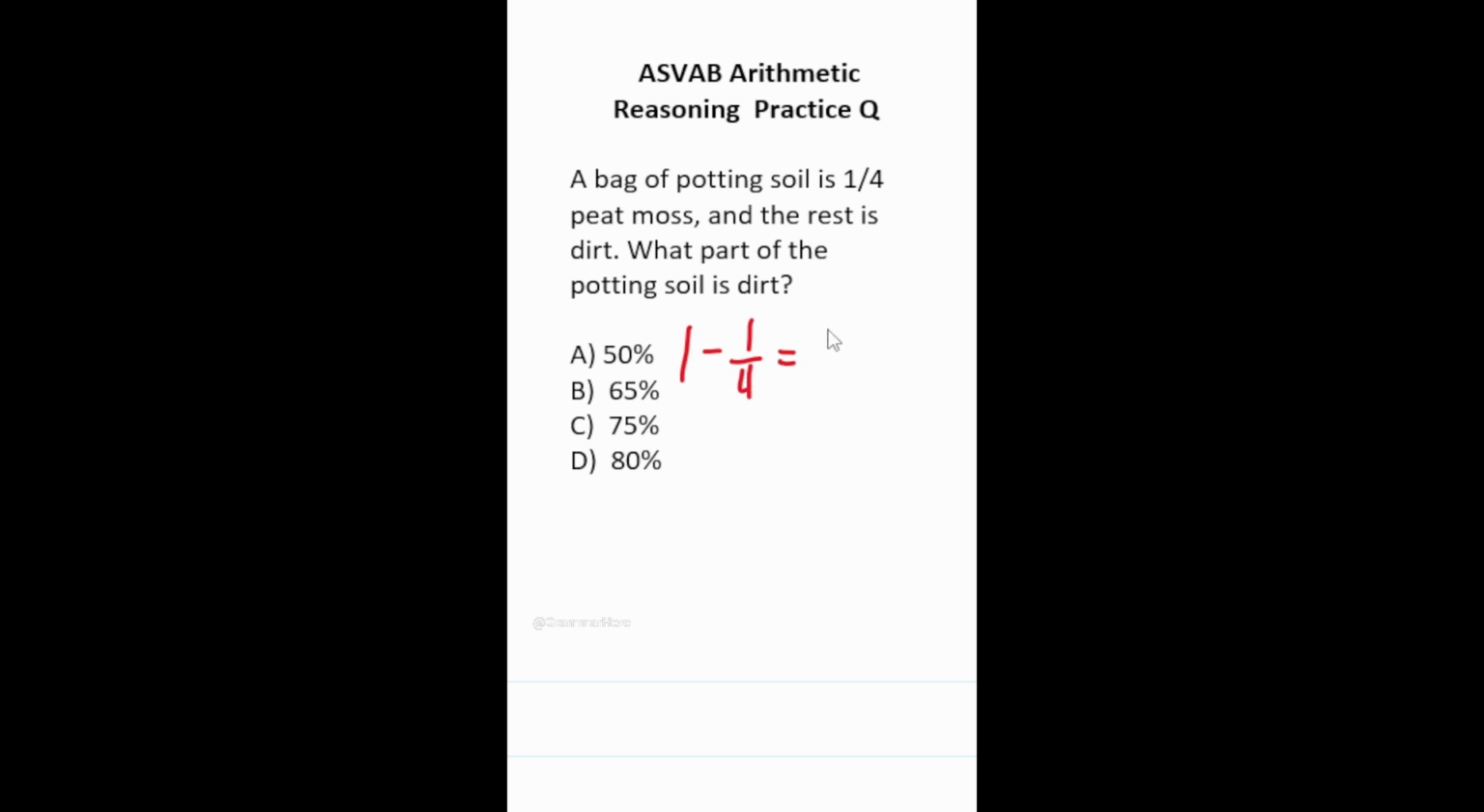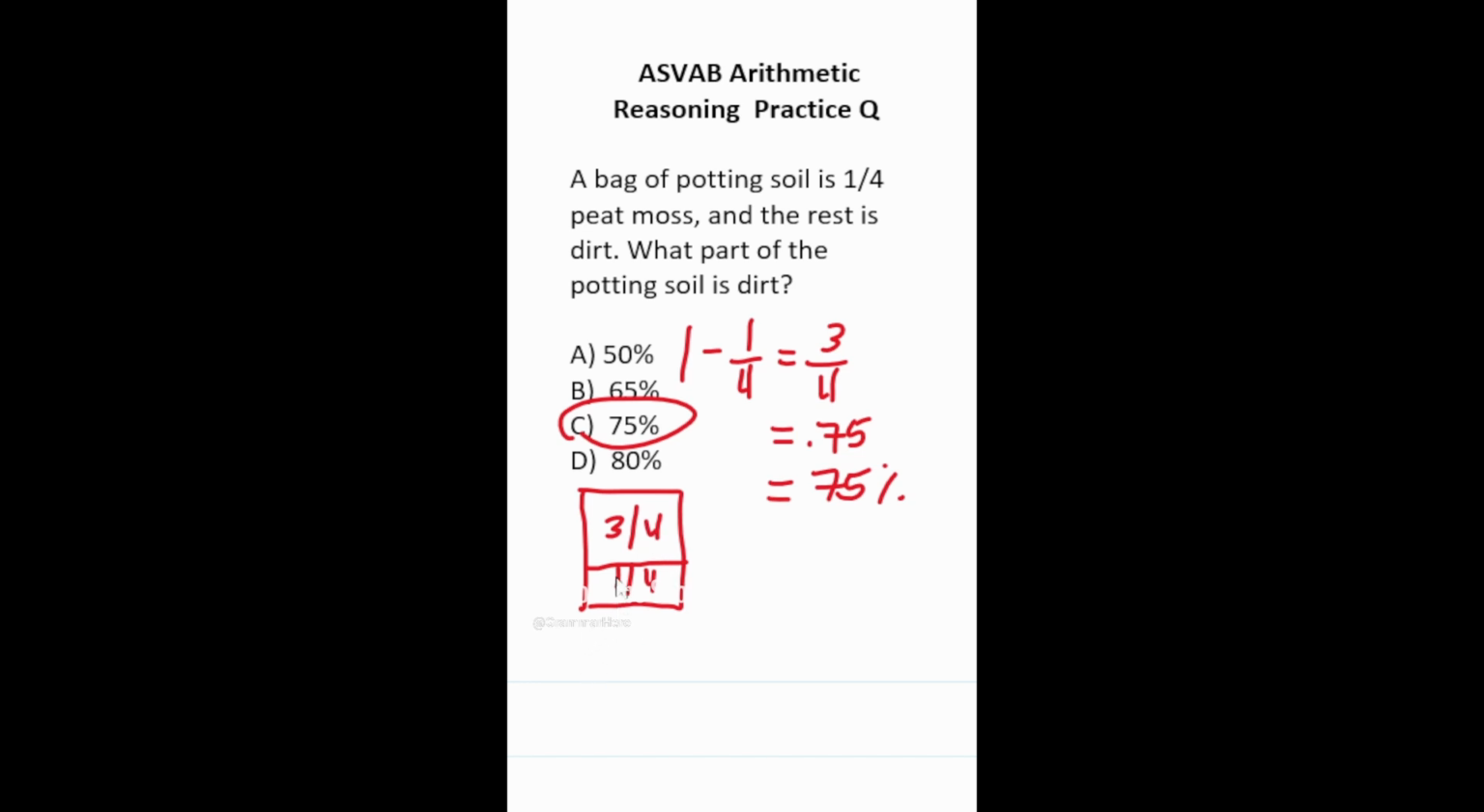1 minus 1/4 is 3/4. That said, you have to know that 3/4 has the decimal equivalent of 0.75, which is the same thing as 75%. That's answer choice C. I know many of you could solve this one mentally, but if you need a visual image of this one, again, here's our bag of potting soil. We know that a quarter of it is peat moss. That means 3/4 of it is dirt. And of course, that all equals 1 for the whole bag.